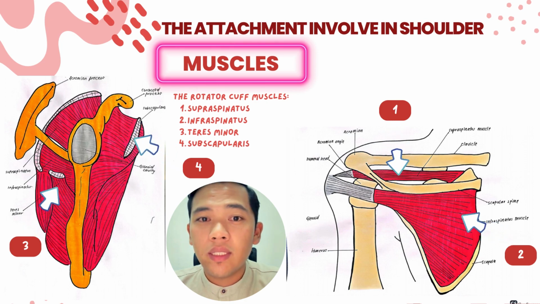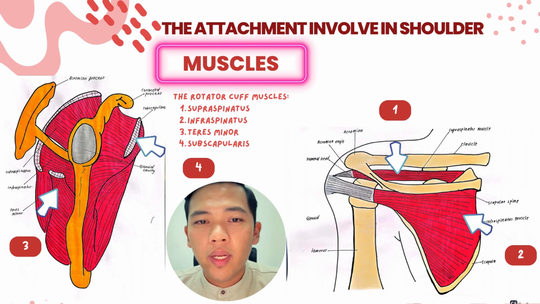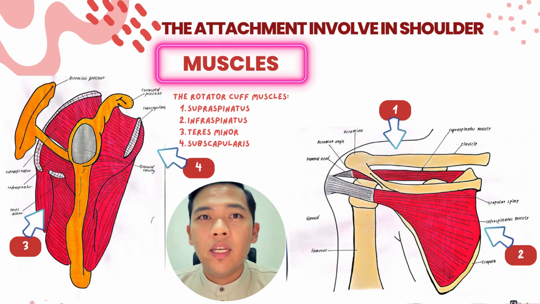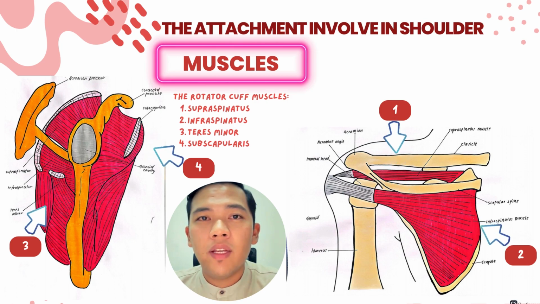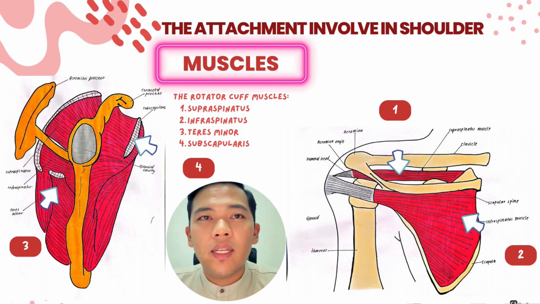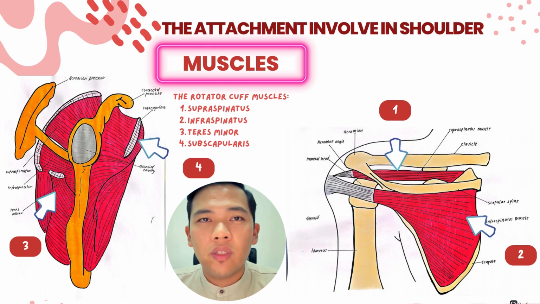The rotator cuff is a group of four muscles that stabilize the shoulder joint and allow for its wide range of motion. The first is the supraspinatus muscle, located at the top of the shoulder. This muscle helps lift the arm away from the body, which is abduction. Next is the infraspinatus muscle, situated on the back of the shoulder, and it allows for external rotation of the arm.